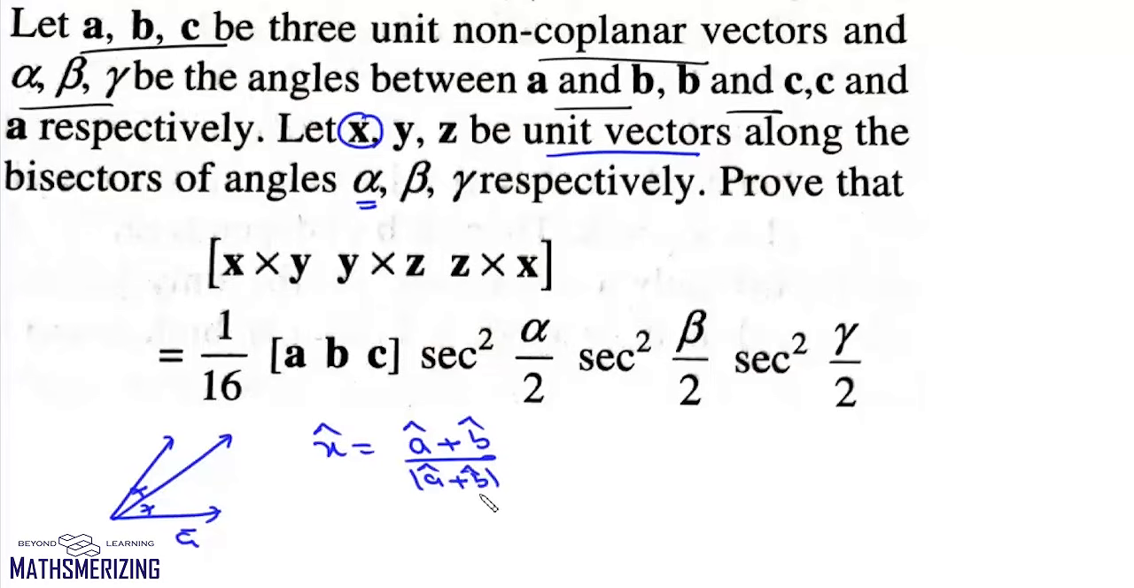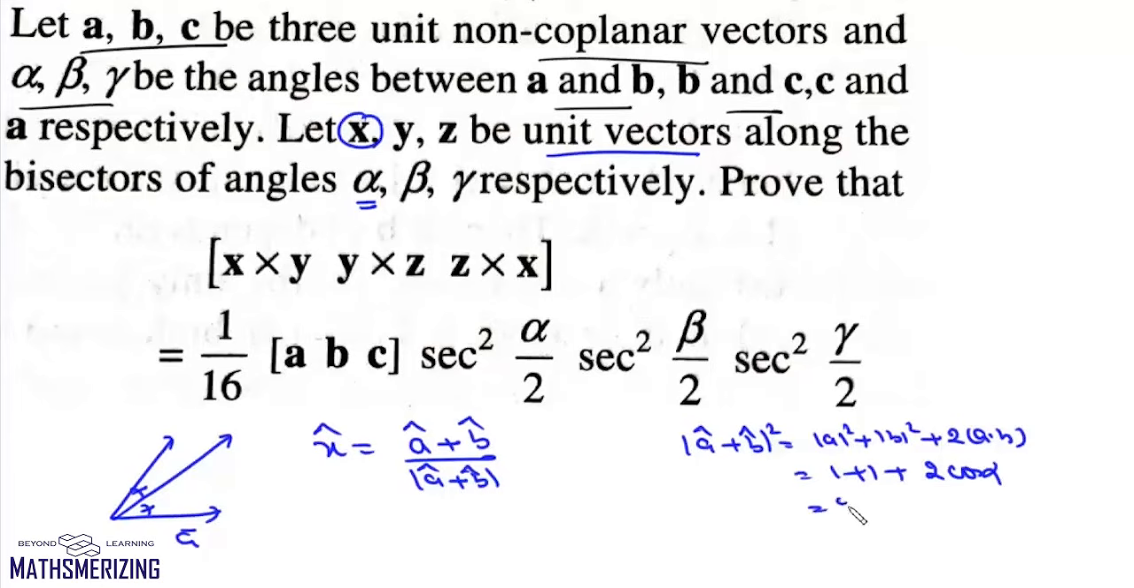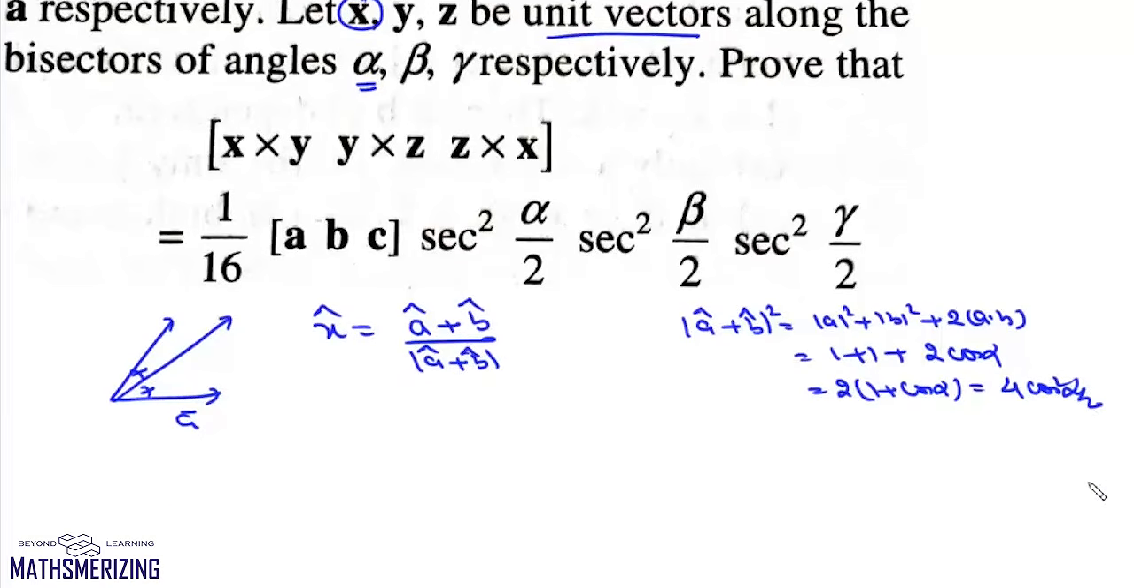Now we need to find the value of mod of A cap plus B cap. Now we know that (A cap plus B cap) whole square will be mod A square plus mod B square plus 2 times A dot B. Since they are unit vectors, it is 1 plus 1, which is 2, and here it is cos alpha, so it will be 2 times (1 plus cos alpha), or 4 cos square alpha by 2. So the value of mod of A cap plus B cap will be 2 cos alpha by 2. So we can write this X as (A cap plus B cap) upon 2 cos alpha by 2.